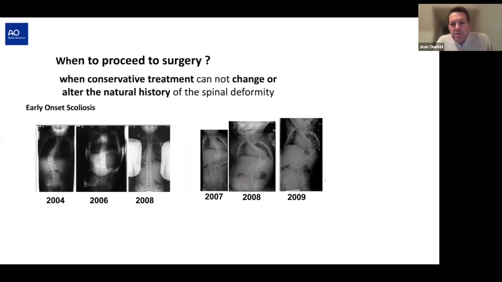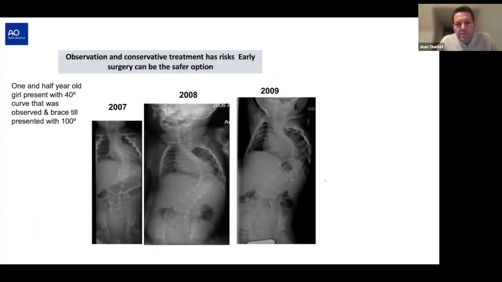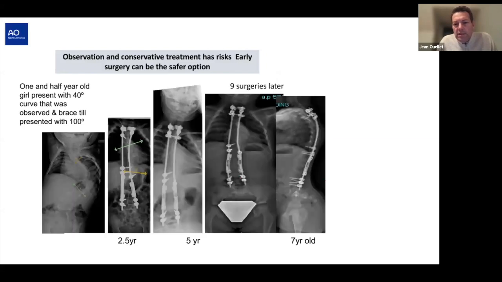Essentially, it's when conservative management has not changed the natural history of the deformity. There's this young child on the left who had a 30-degree deformity at the age of 4. We did serial casting, and 4 years later, no longer had scoliosis. That's very different from this other little 3-year-old whose curve progressed despite serial casting and bracing. So the mainstay of treatment for early onset scoliosis is serial casting, and once you've lost control of that curve, you should probably dictate surgical management. Observation and conservative treatment sometimes are actually at risk, and this is that explanation.